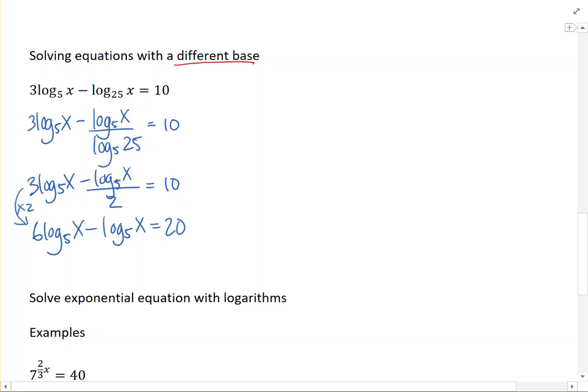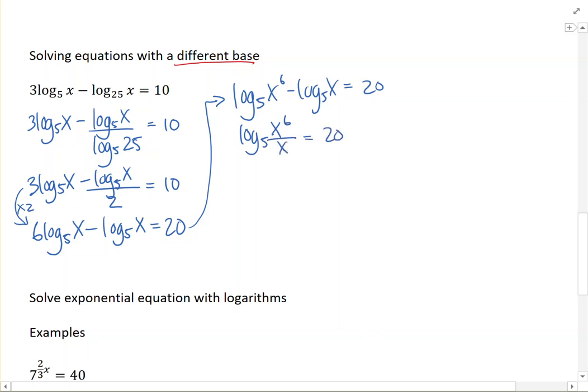And here, since we have the same base, we can just put it together. So we basically have 6. I'm just going to use the power law to put it back. Log base 5 of x to the 6 minus log base 5 of x equals 20. So from here we have log base 5 of x to the 6 divided by x equals 20.